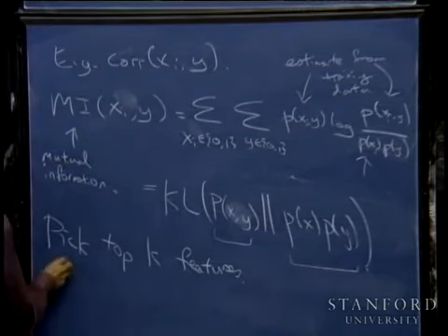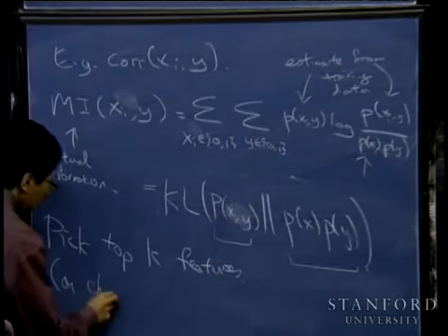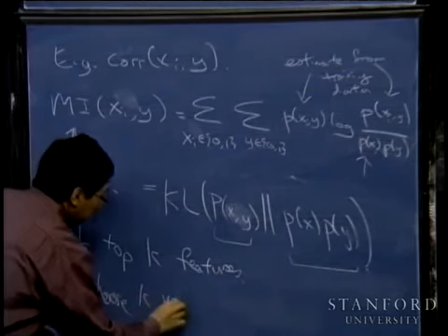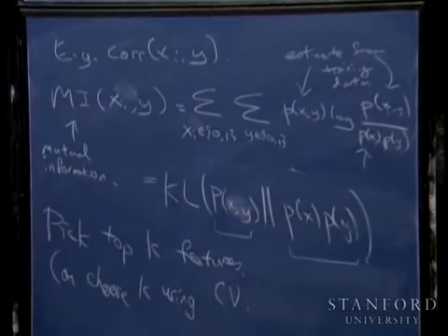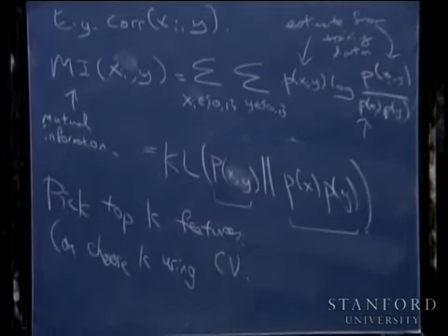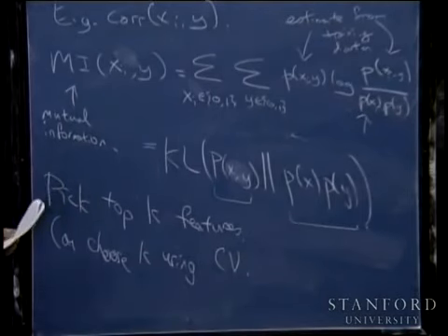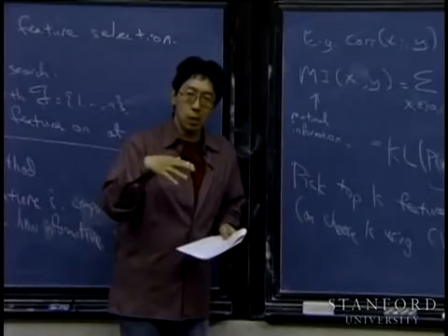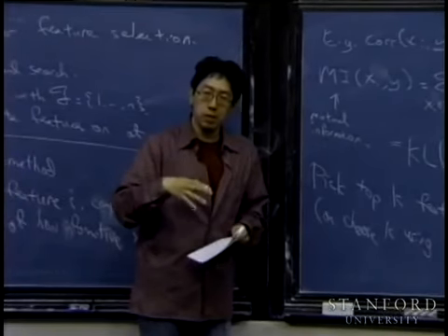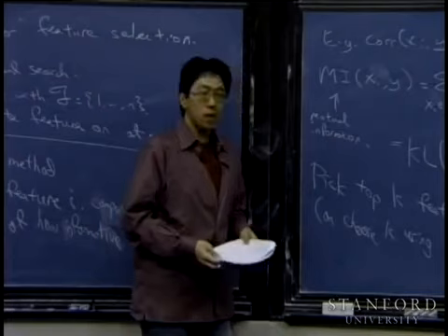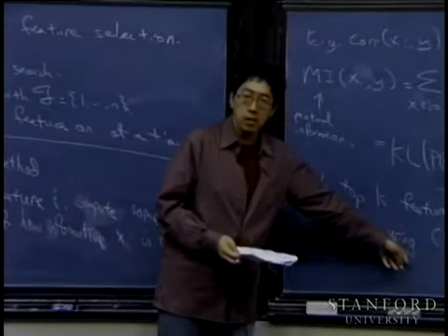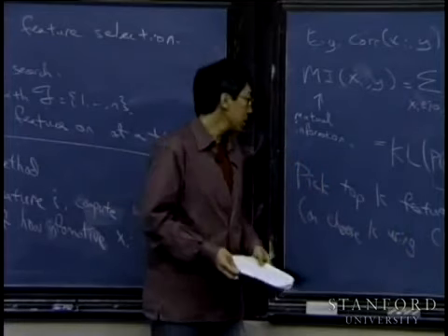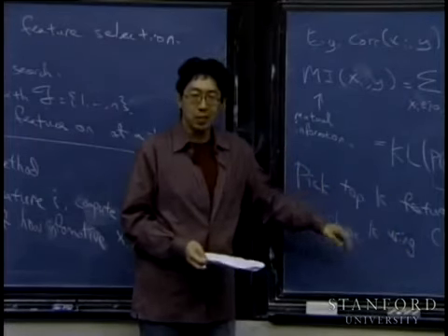To choose k, you can actually use cross-validation as well. You would take all your features and sort them in decreasing order of mutual information, say, and then you try using just the top 1 feature, the top 2 features, the top 3 features, and so on, and you decide how many features to include using cross-validation. Or sometimes you can just choose this by hand as well, either way.